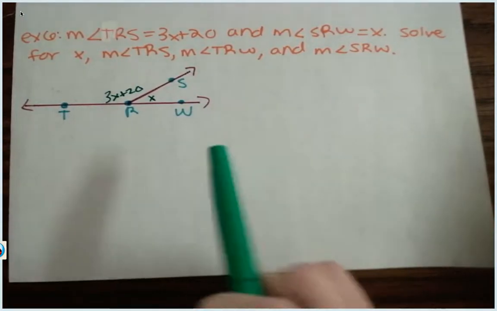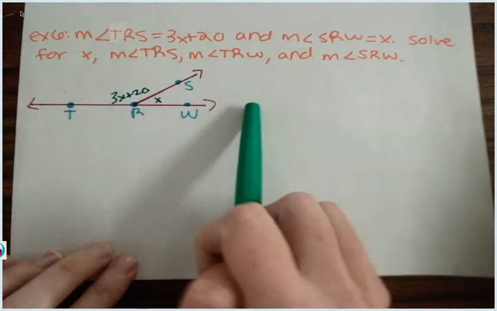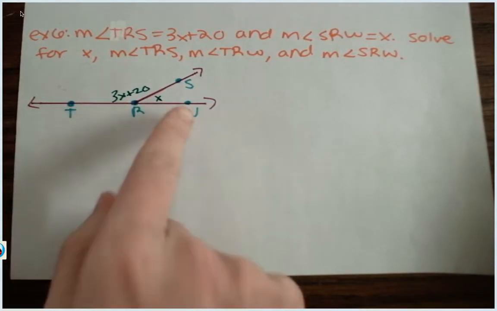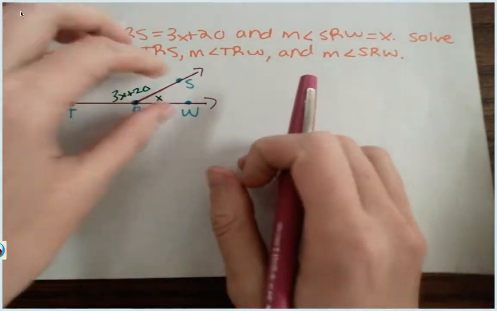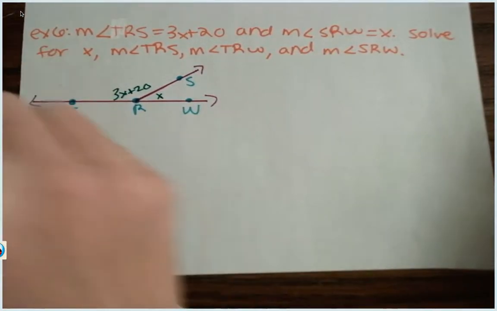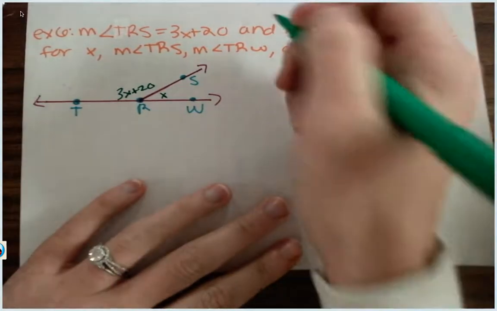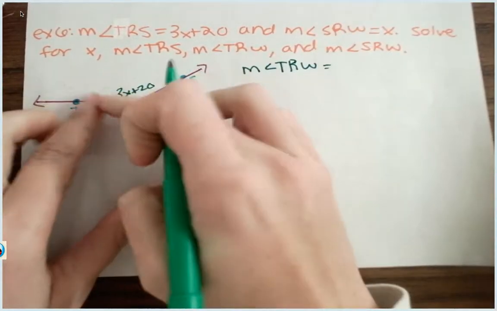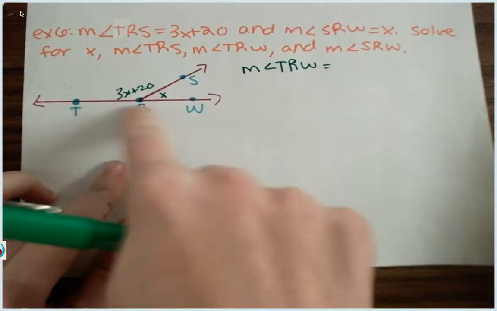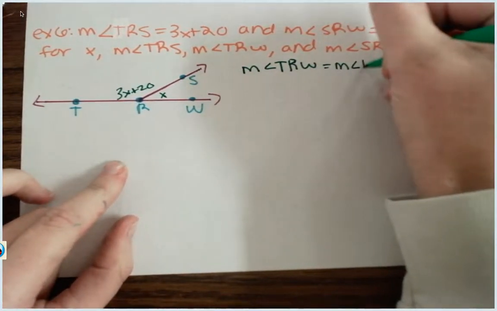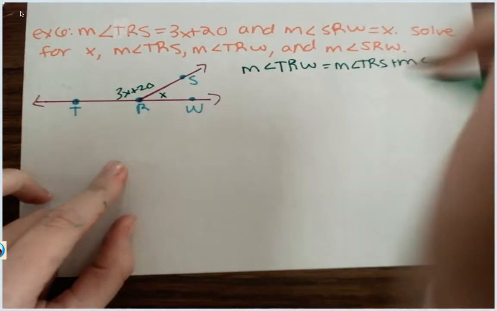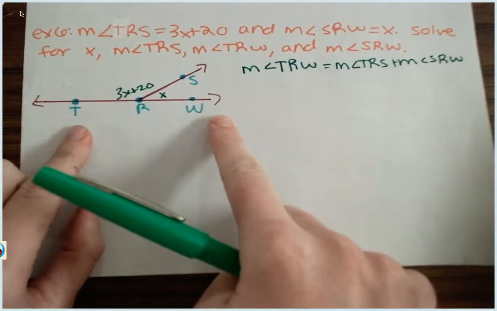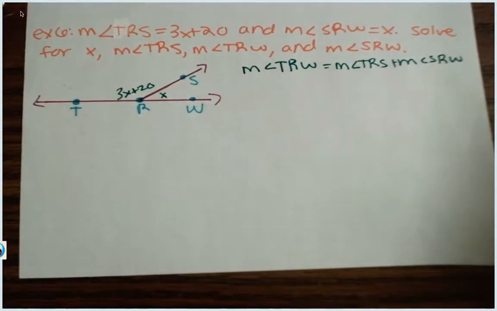All right, so let's set this up. Currently we have this straight angle right here, which is a line, we know. A line is made up of these two angles on the inside. So I'm going to set this equation up using the angle addition postulate. The measure of angle TRW equals the measure of angle TRS plus the measure of angle SRW. So this long angle is made up of the two smaller angles on the inside of it.